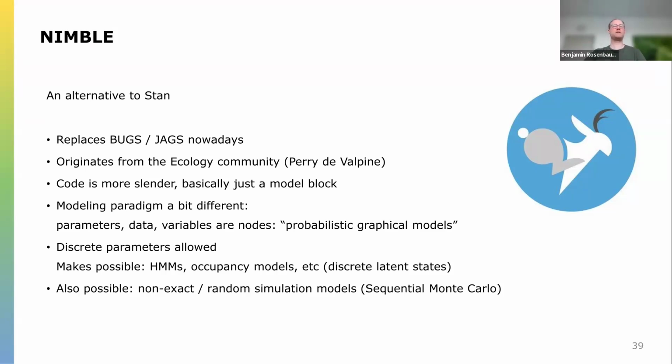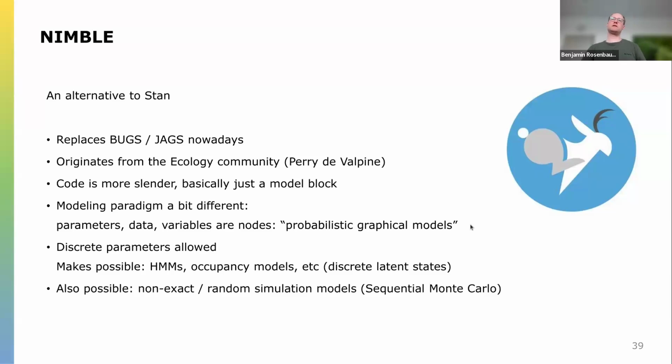While Stan is just a recipe where the parameters go in and it produces some output, Nimble actually analyzes the code to check which are, all the elements, parameters, data are seen as nodes, and Nimble checks what their connections are. So the modeling paradigm is a bit different. There's a Nimble package, and you can easily specify code and so on.